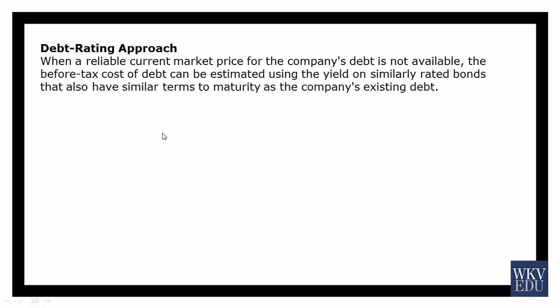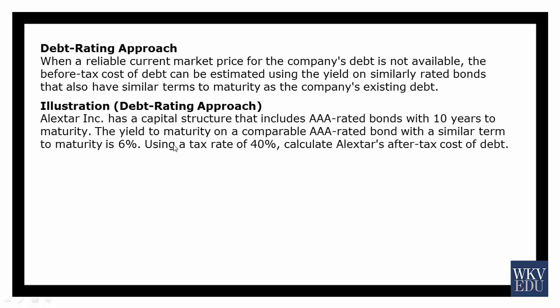Let's see an example with respect to the debt ratings approach. Here Alexter has a capital structure that includes a AAA bond. AAA is the highest category of bonds as per the Standard and Poor's rating agency. Similar 10 year maturity comparable AAA rated bonds have a yield of 6%. So I'll be choosing 6%, and therefore my after tax cost will be 6% times 0.6, that is 3.6%.